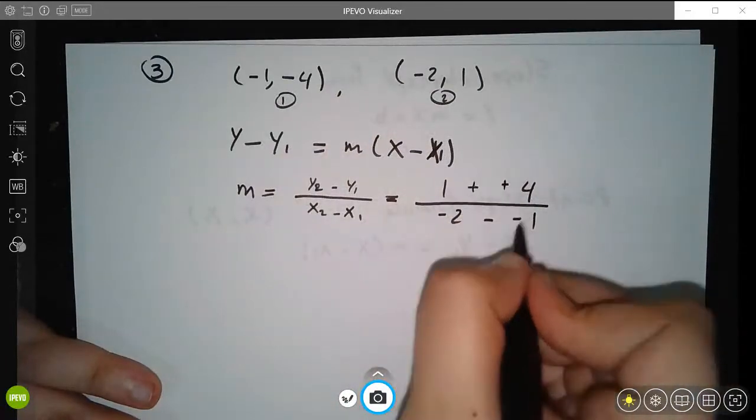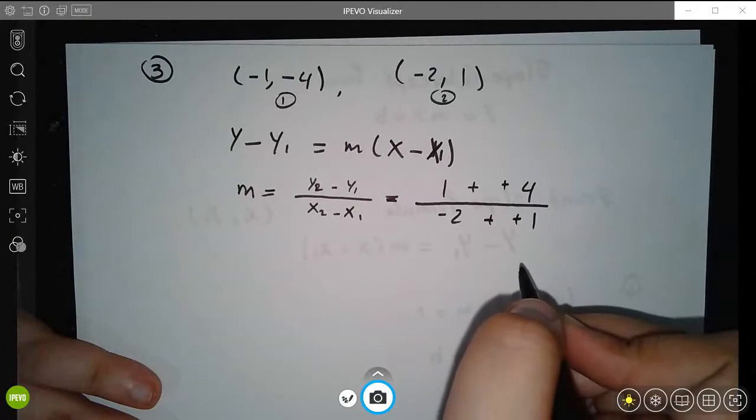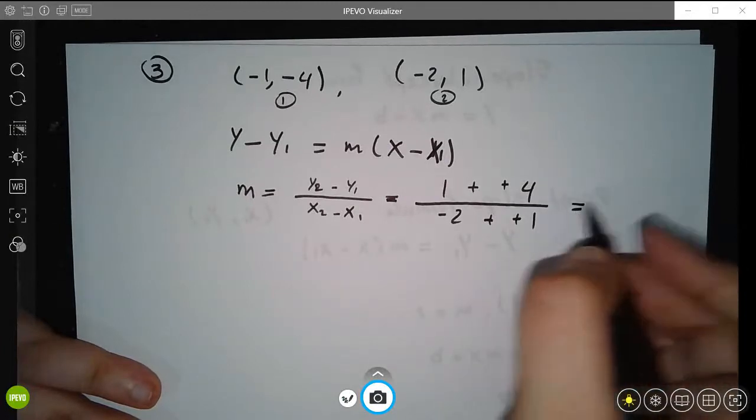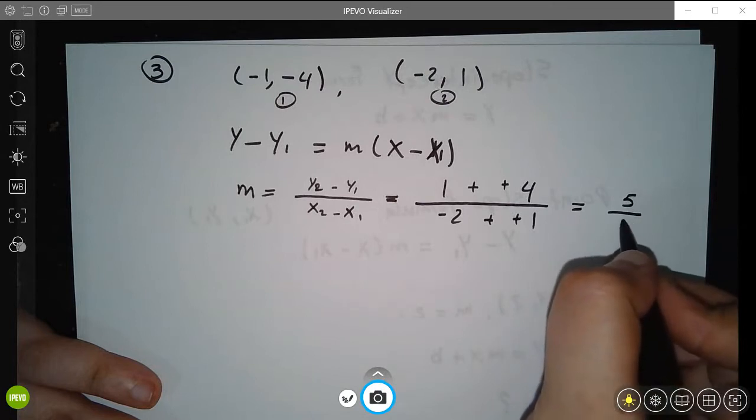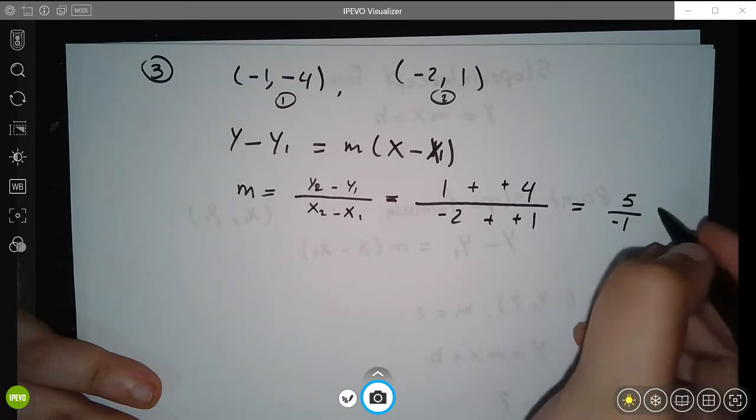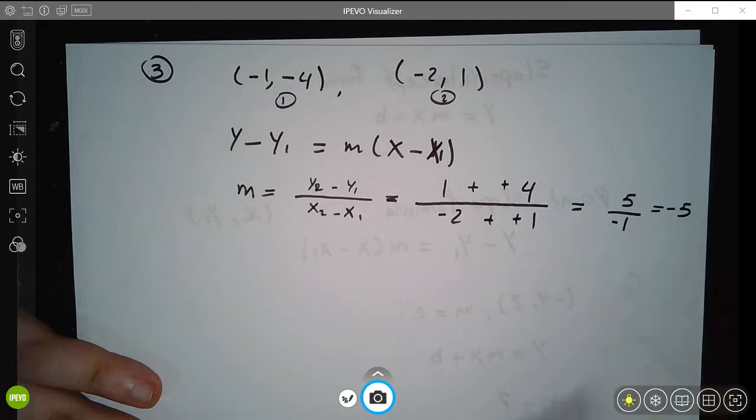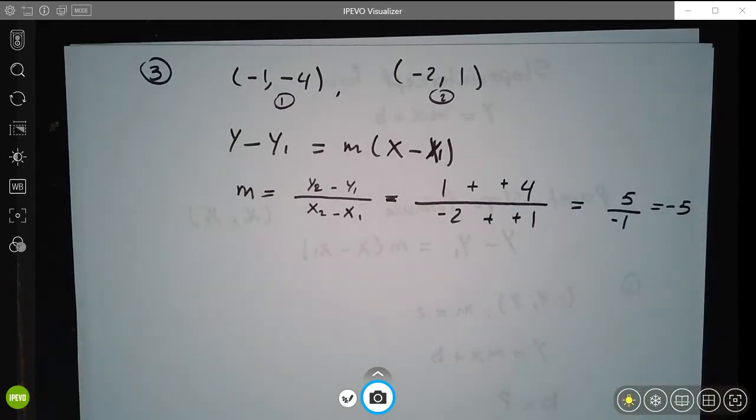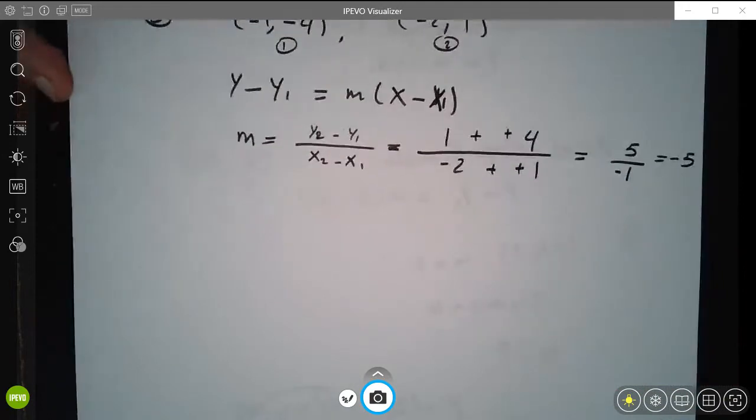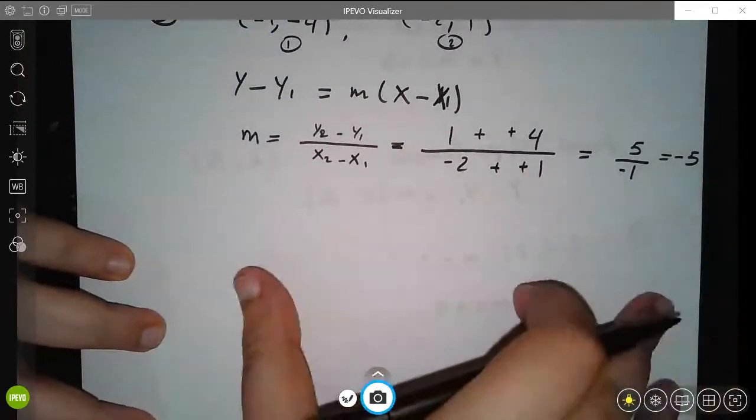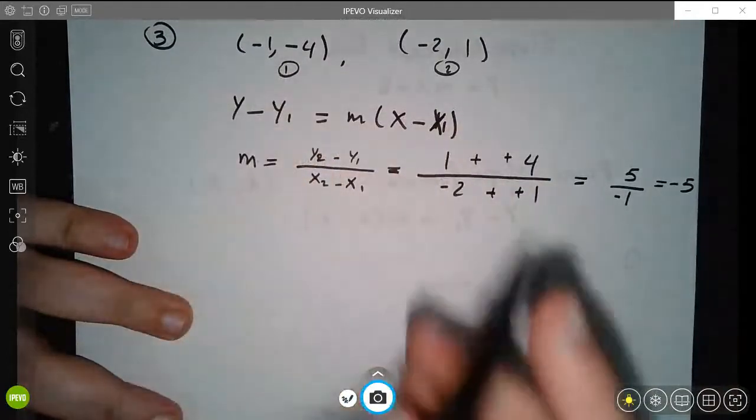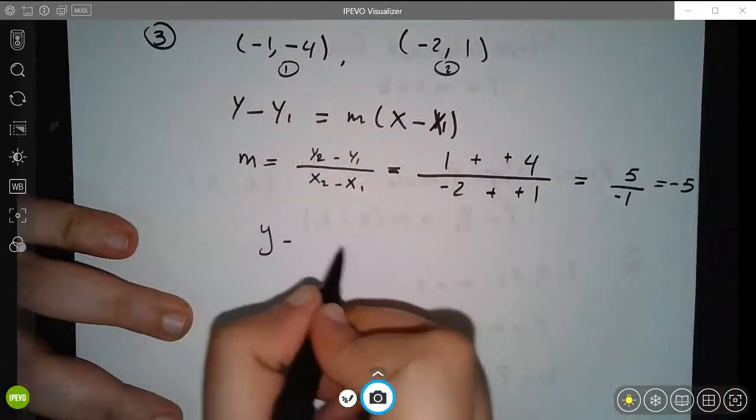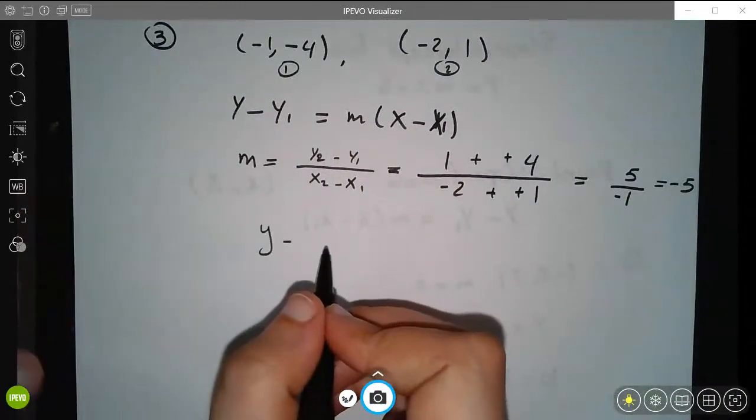Now we do the flip trick for both. Yes, and we have 1 plus 4, which is 5, over -2 plus 1, which is -1. So that means -5. Yes? So the slope is -5. Now that I know my slope, I can go back and pick one of these two, it doesn't matter which, and use the formula. So y minus, now which point should I choose?